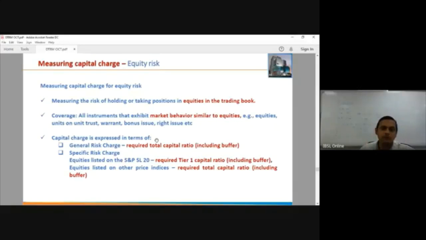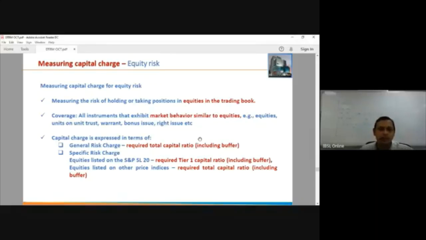So then we'll move to equity risk. Again, for equity risk, we need to take the position in the trading book. Equity is in the trading book. And when we say equity, that is not only shares, but it also includes instruments similar to shares, not only ordinary shares, but also unit trusts, warrants, bonus issues, rights issues. So instruments similar to equities also need to be computed here.